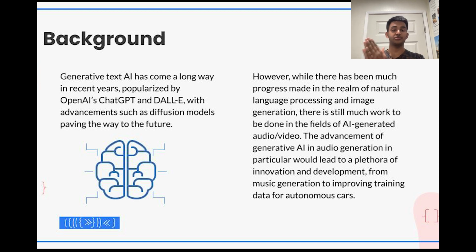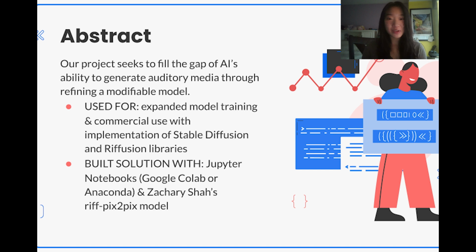With the technology from audio generation, we can generate new datasets. We can improve on existing datasets. We can improve the performance of AI models. The list goes on, and we'll be detailing them in further slides. But for now, our project focuses on music generation, specifically similar projects to what the Kaley Lab is working on. So, our project seeks to fill the gap of AI's ability to generate auditory media through refining a modifiable model.